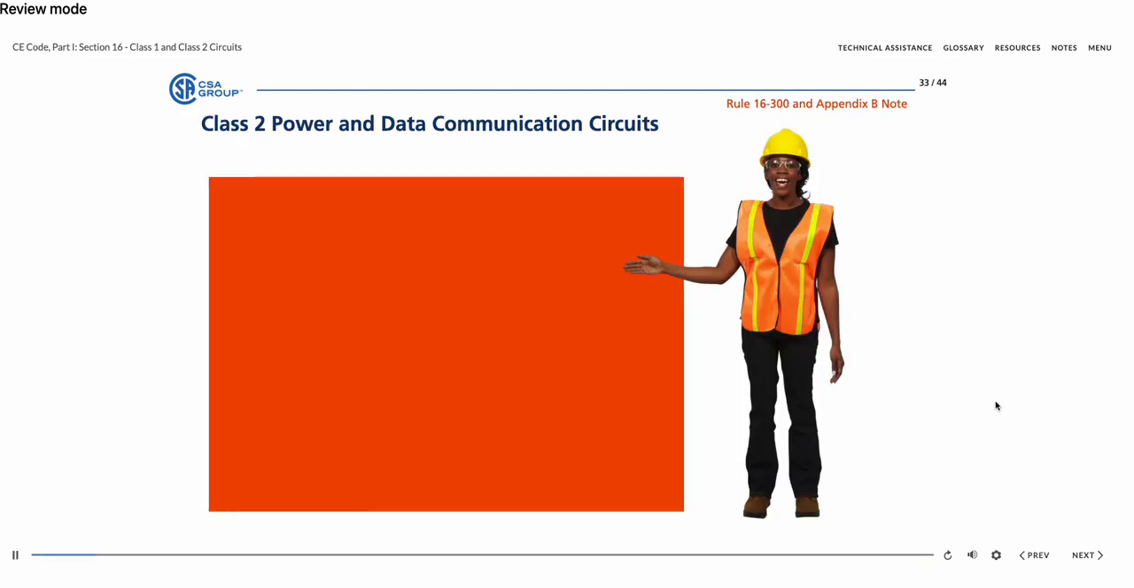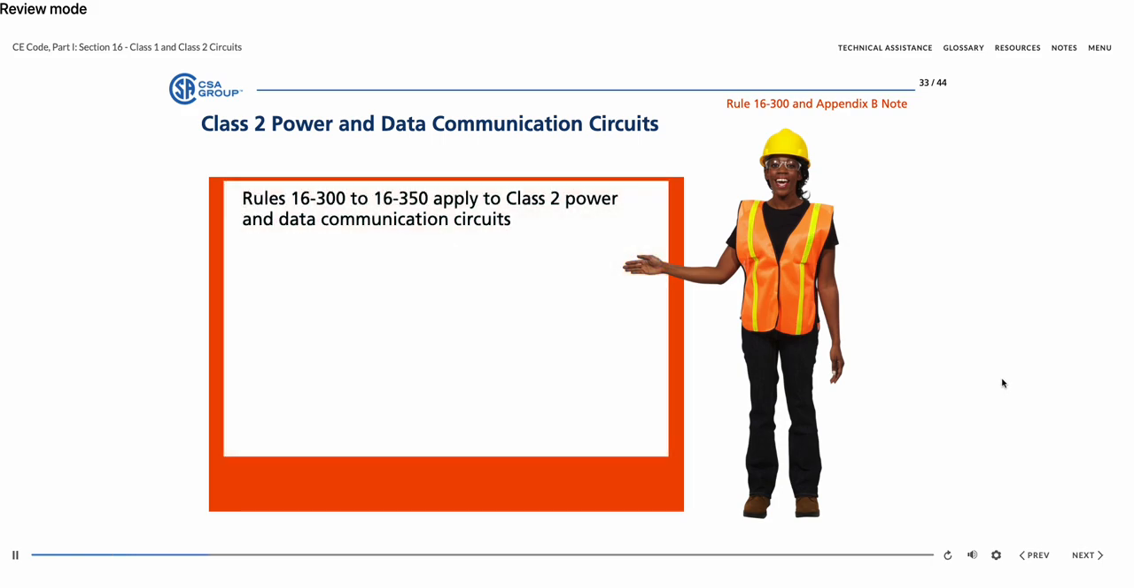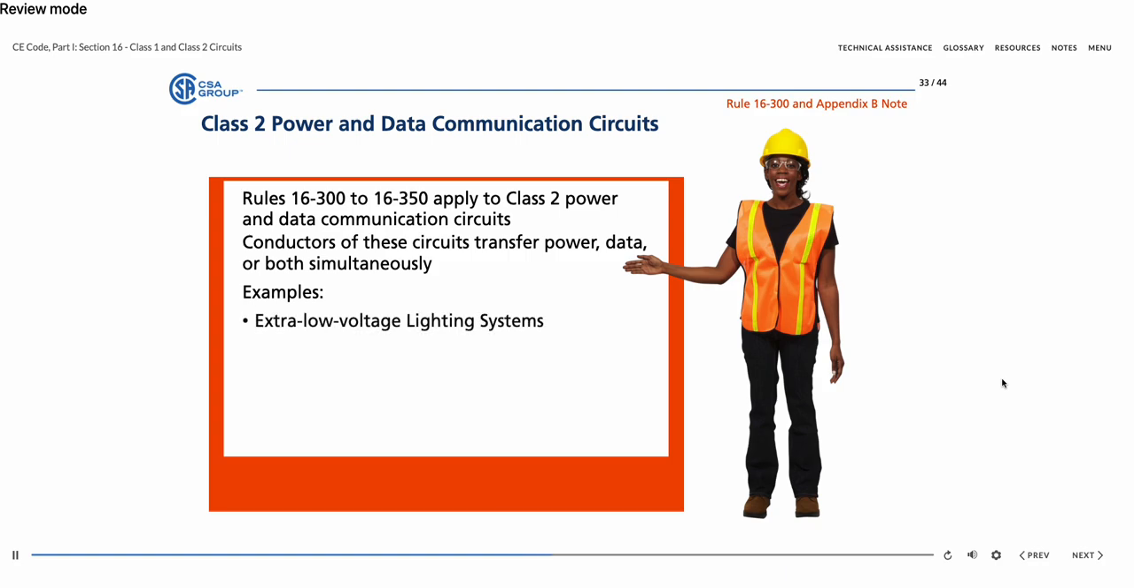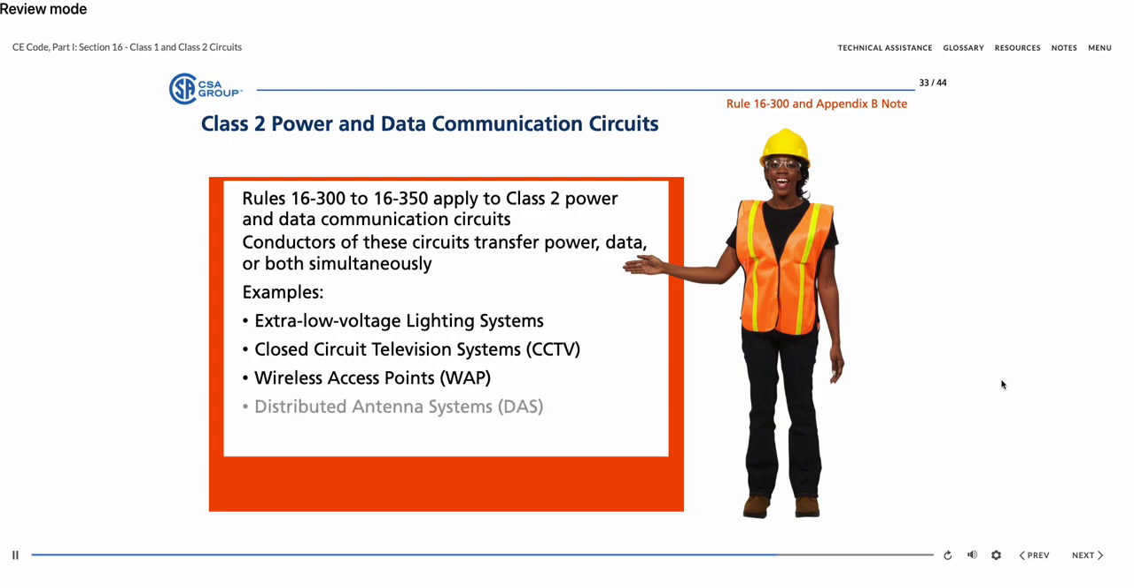Rules 16-300 to 16-350 apply to Class 2 power and data communication circuits. The conductors of these circuits transmit power, data, or both. In essence, devices are powered and transmit data down the same conductors simultaneously. Examples of these types of circuits include extra low voltage lighting systems, closed circuit television systems, CCTV, wireless access points, WAP, distributed antenna systems, DAS, and building automation systems, BAS.